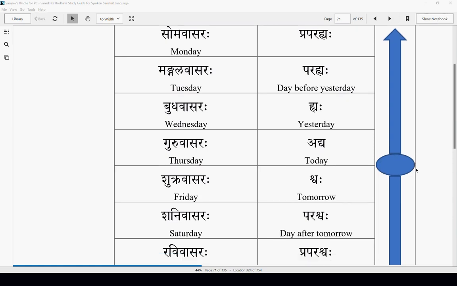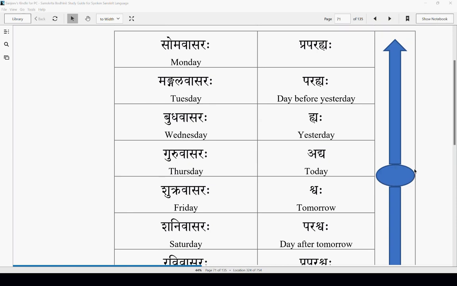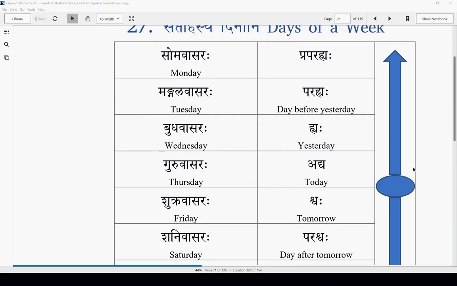Somarasa is a special juice or extract from a very special lata or creeper which was present in ancient times. We have lost it. We don't have it anymore. And it was very important during times of yajna. Somarasa, because Soma is Chandra, who is also called Oshadipati.